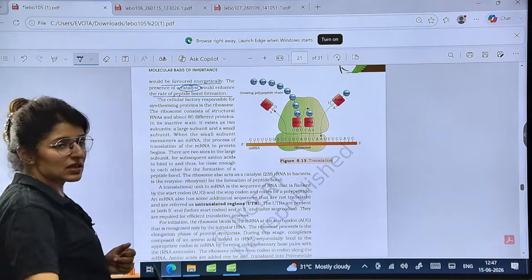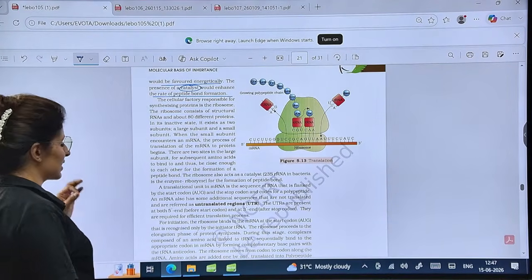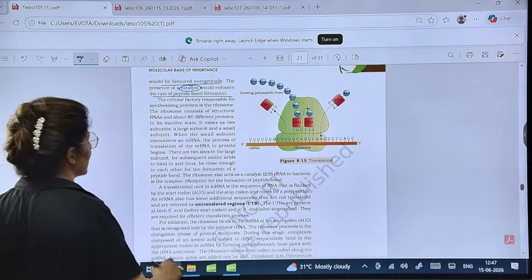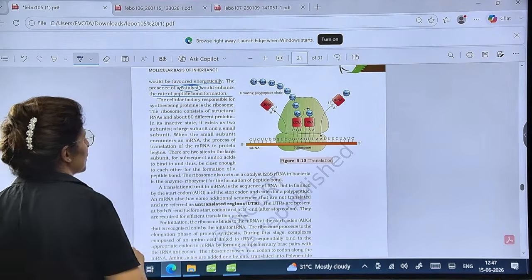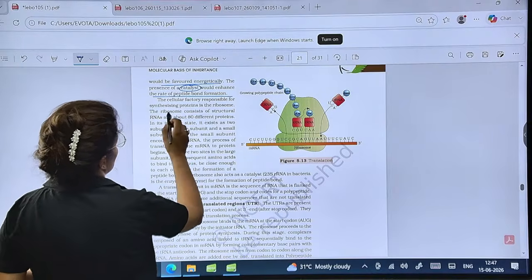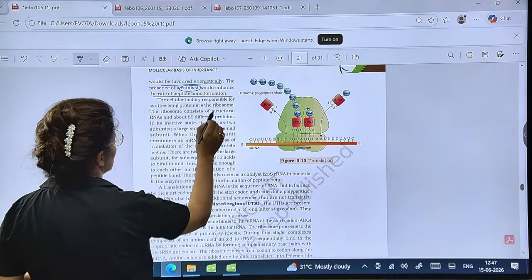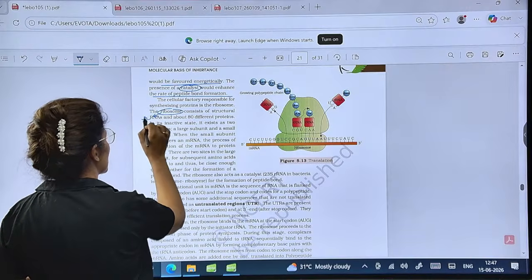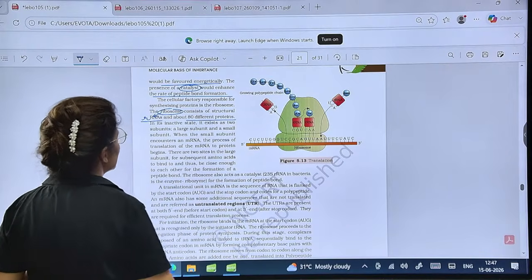Let me know the answer. Which catalyst will enhance the peptide bond formation? Yes, guys. And it is not made up of proteins. Just a hint. Now, the ribosome consists of structural RNA. What is the ribosome made up of? It consists of rRNA and some 80 different proteins.